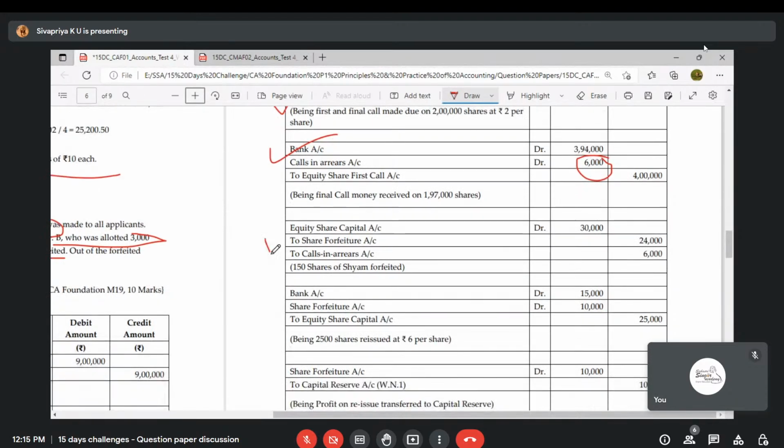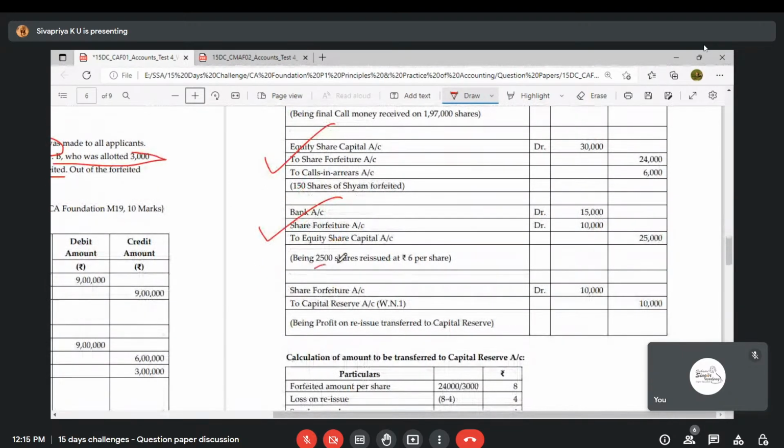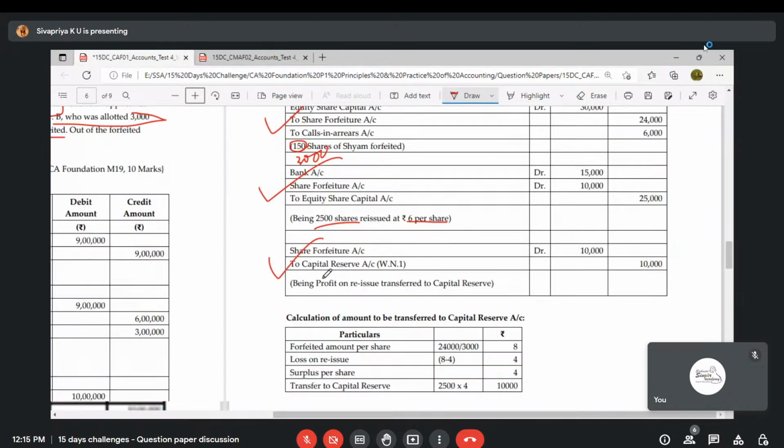Then forfeiture entry and then forfeiture பண்ணத reissue பண்றீங்க 2500 shares, actually it is 3000 shares forfeited. 2500 shares reissue பண்றீங்க at rupees 6 per share and balance to capital reserve. Okay, எவ்வளவு போகுது? Okay, so இந்த ஒரே ஒரு இது pro rata adjustment.